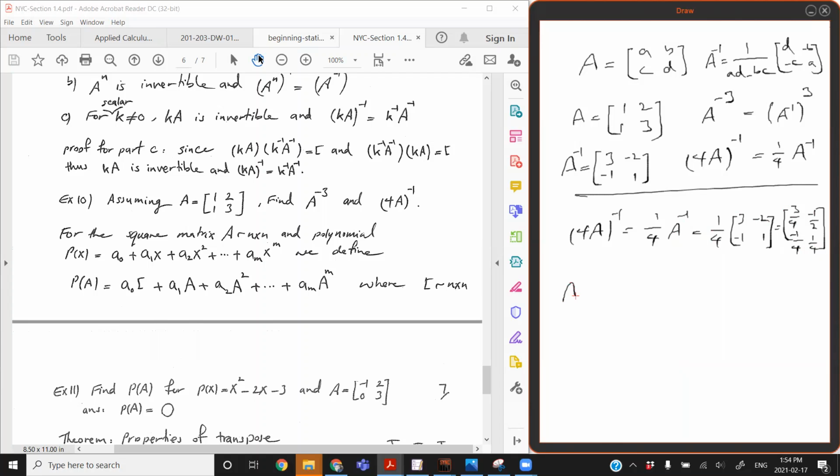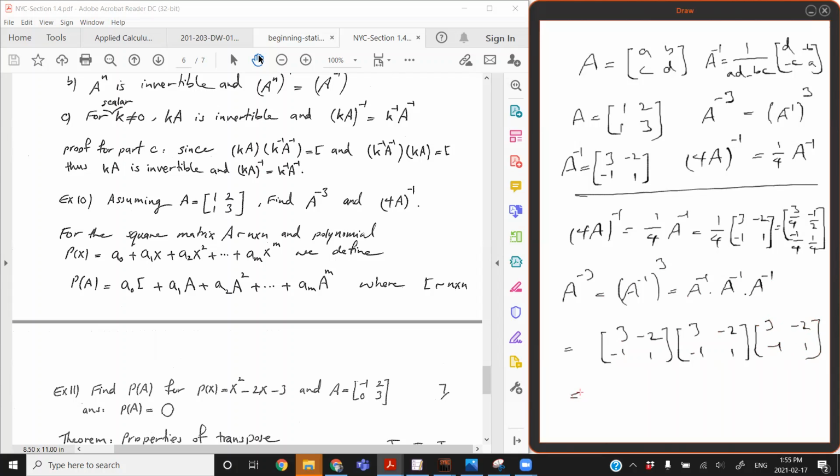And in order to get A to the power of negative 3, I need to multiply A inverse by itself and then by itself again. That's going to be A inverse times A inverse times A inverse. So I have to do 3, negative 2, negative 1, 1 times 3, negative 2, negative 1, 1 times 3, negative 2, negative 1, 1. So it's going to be 3, negative 2, negative 1, 1 times, let's multiply these two.